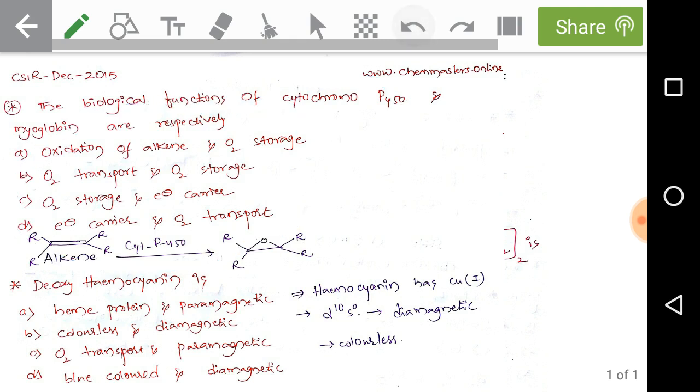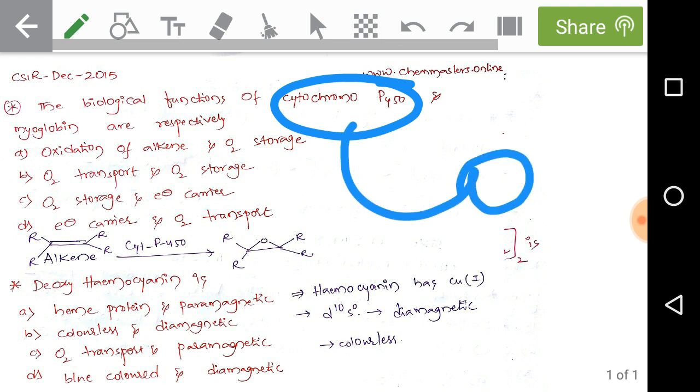Okay, just check them. Oxidation of alkene and oxygen storage; oxygen transport and oxygen storage; and electron carrier and oxygen transport. Okay, right. To get the complete information on cytochrome P450 and myoglobin, please check the lectures on biochemistry in your courses. Now just look at the given problem. We need to find the correct statement on cytochrome P450 and myoglobin. Here cytochrome P450 acts as a monooxygenase and it inserts oxygen onto the substrates.